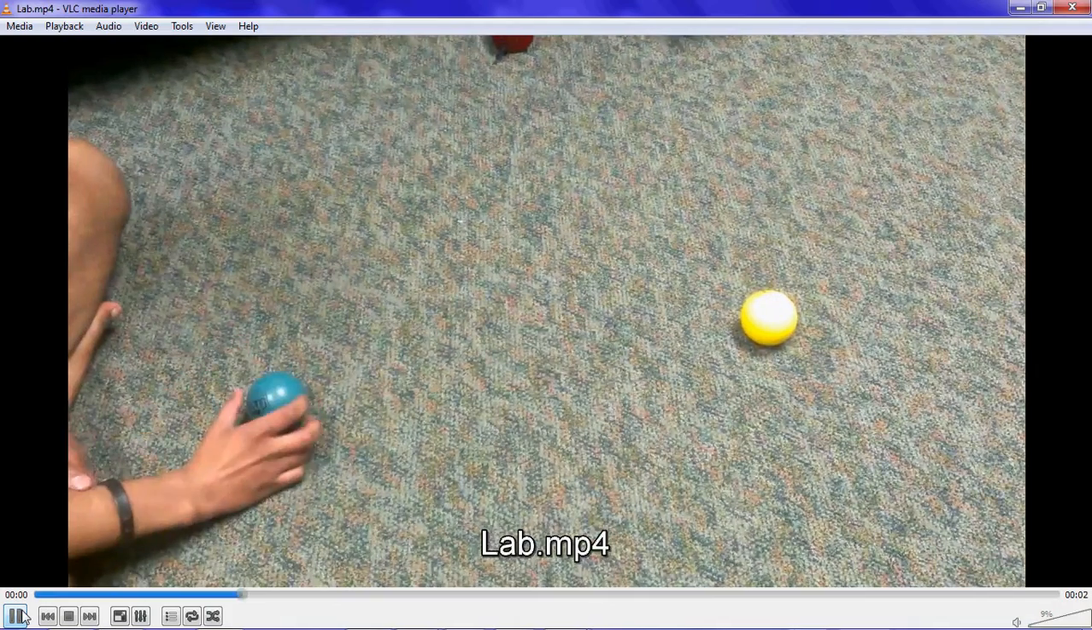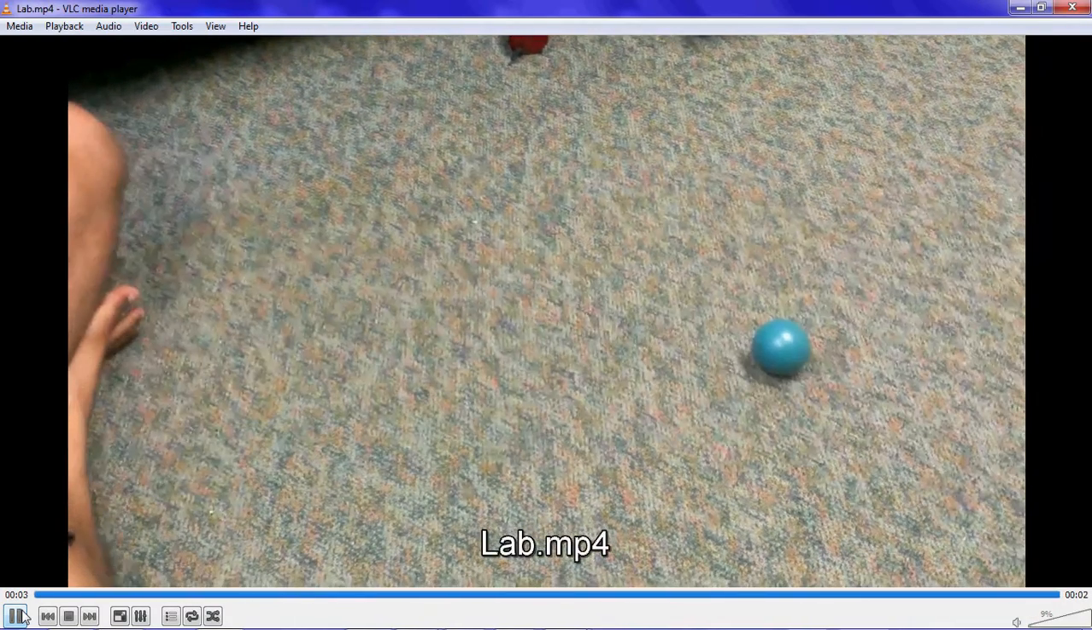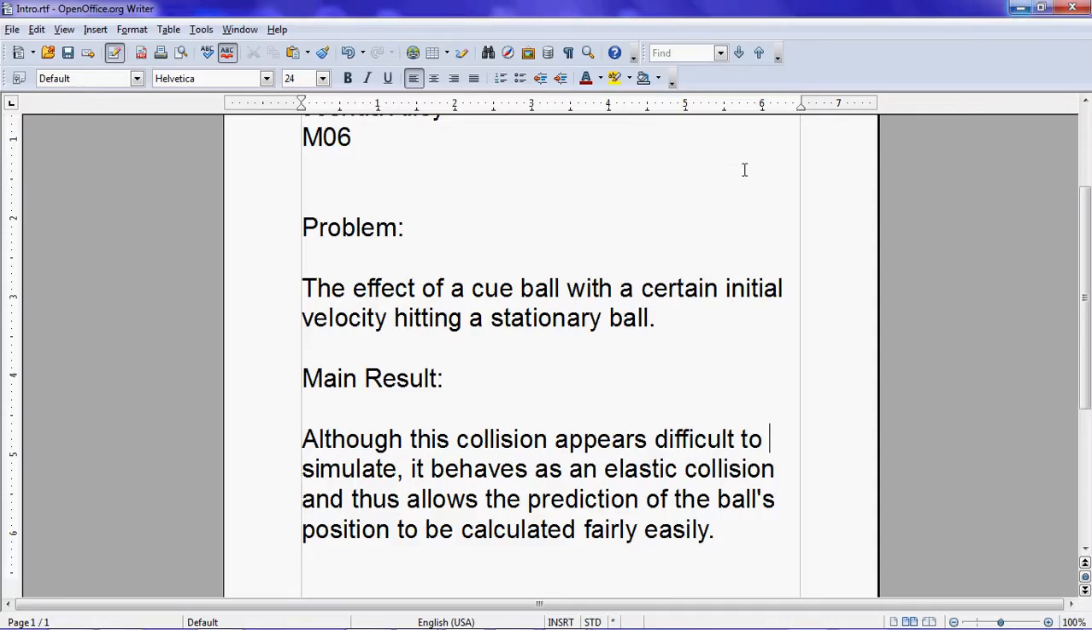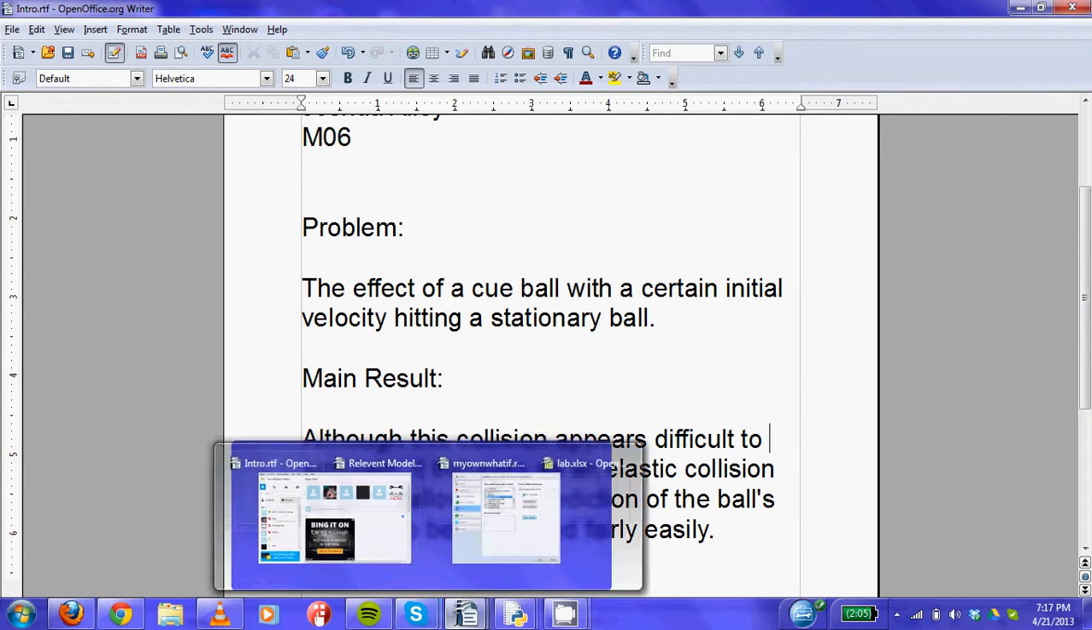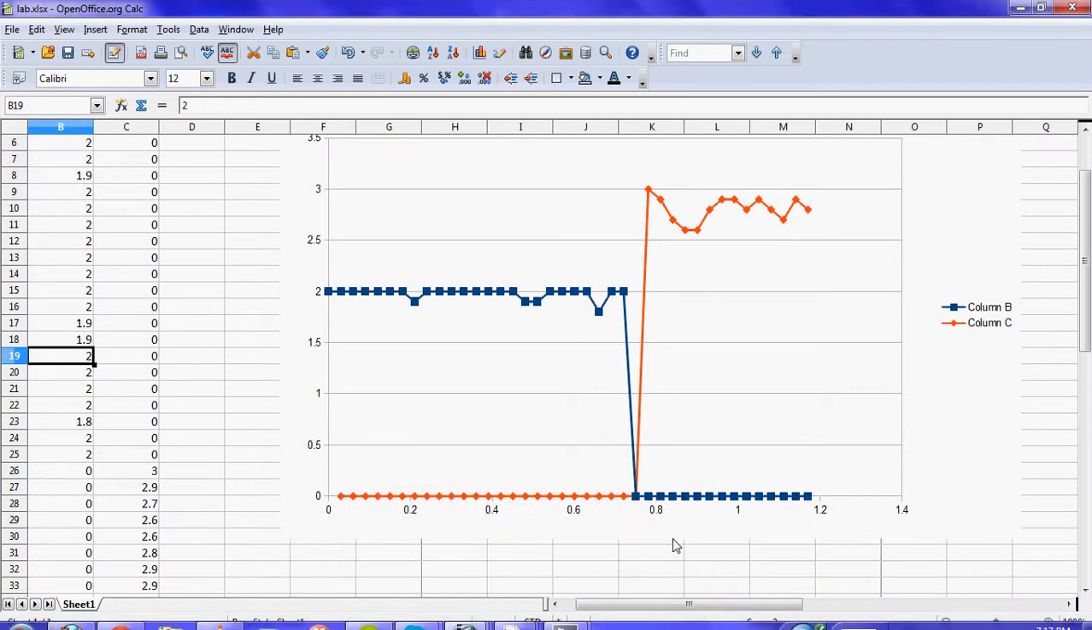It was very hard to find an aerial view of a cue ball hitting another one, so I simulated it with two balls of separate masses. I plugged it into Tracker, and I then modeled it in Excel and got that the velocity went to 0 once it hit the object of the cue ball, and then the velocity of the stationary ball reached around 3 meters per second because it is lighter than that of the cue ball.